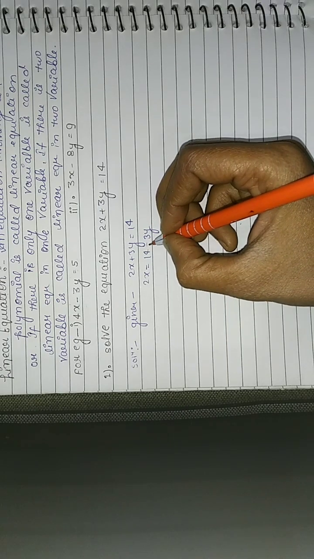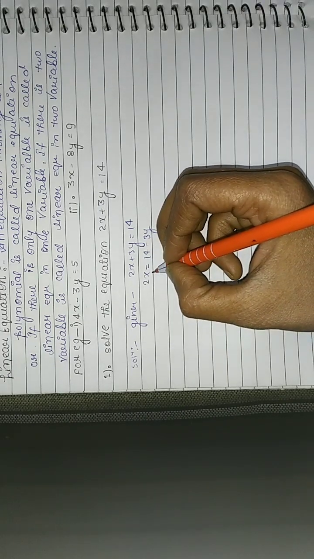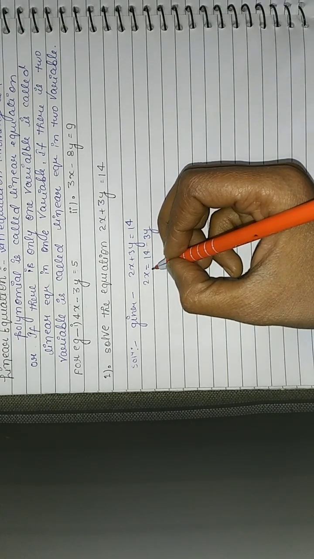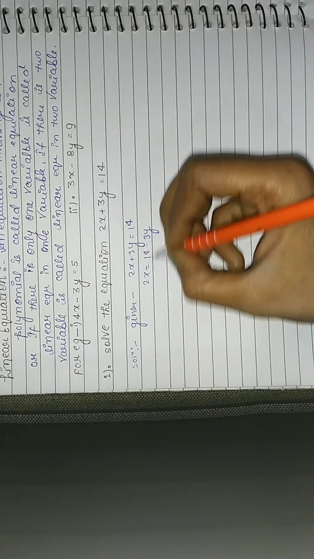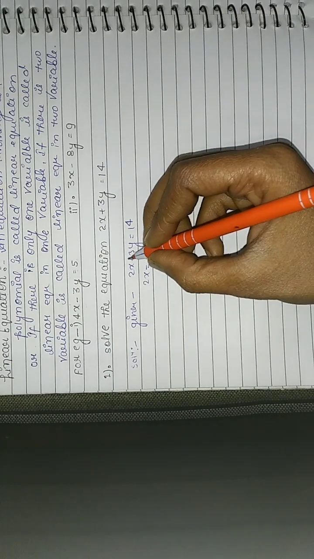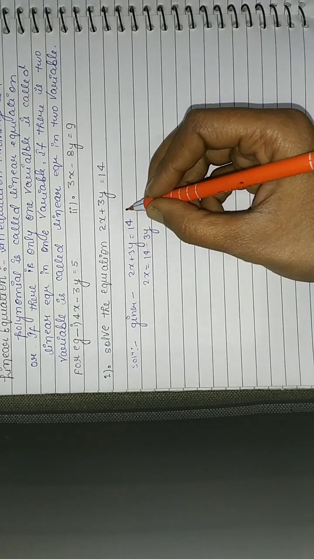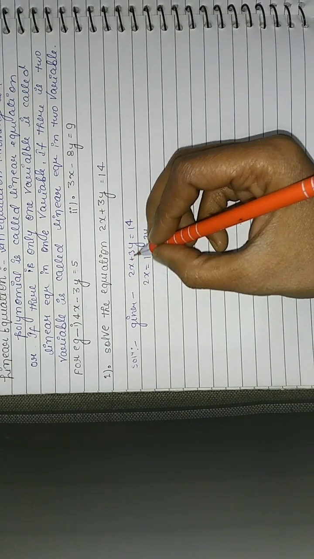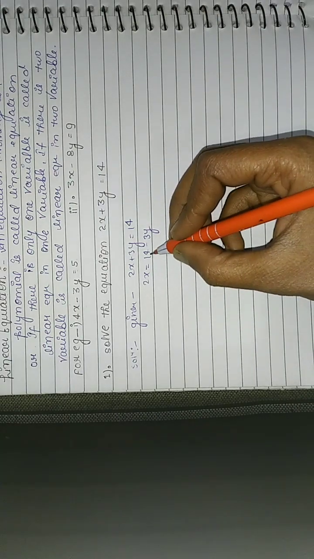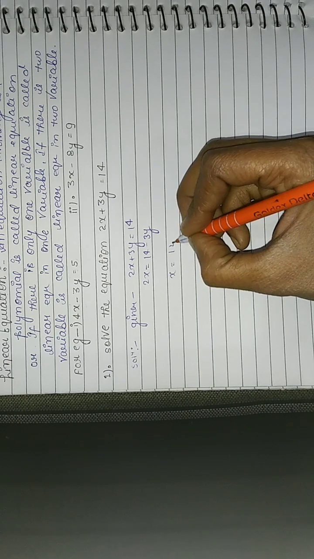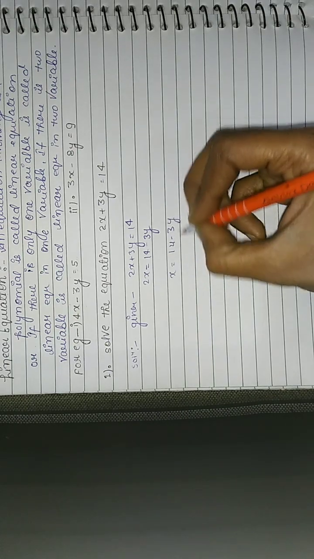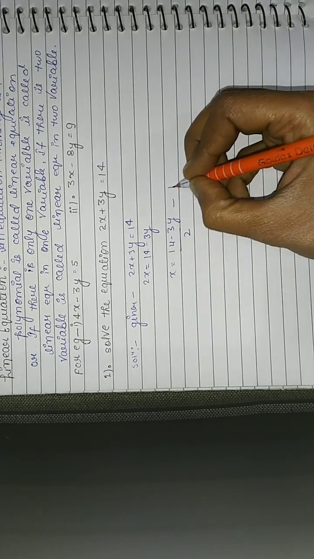Why did I transfer the minus here? Because I have to find the value of x and y. So firstly we separate the x and we separate the y, then we get the values of x and y. So 2x is equal to 14, and this is our plus operator, so when we move it to the opposite side, the sign will change. So I can write here 14 minus 3y, and I can easily find the value of x is equal to 14 minus 3y upon 2. This is our equation 1.